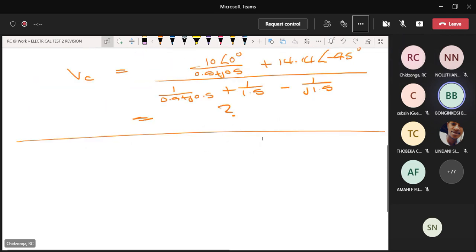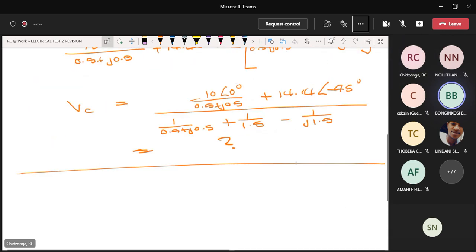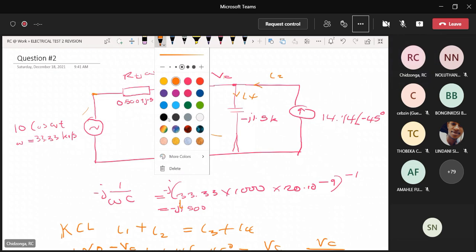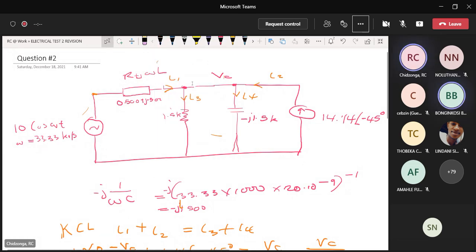My challenge, seeing that branch there, I thought I was short circuiting everything, like this one is short circuited. You mustn't get confused with this point here. These points here are one and the same point. That's why I did not write a different voltage from there to there. I said it's VC.